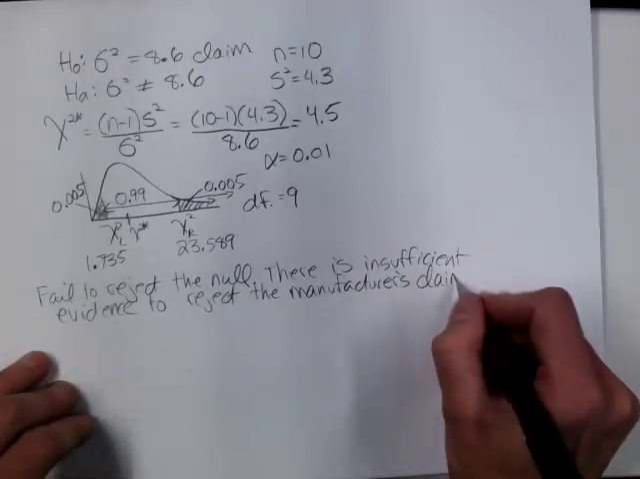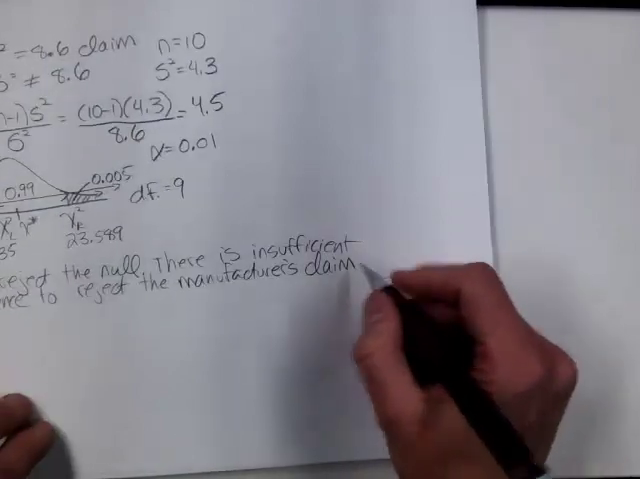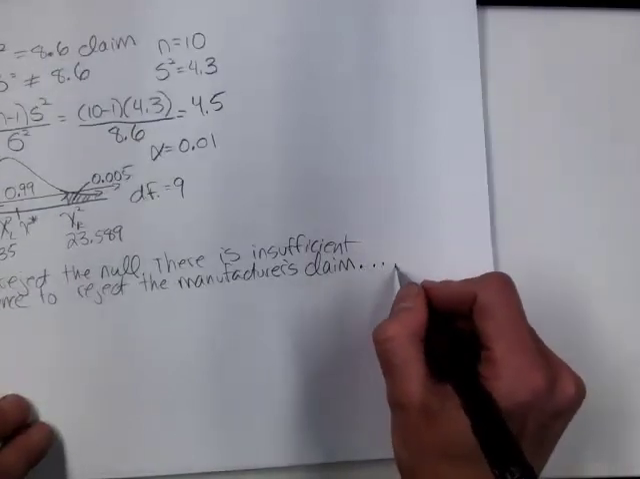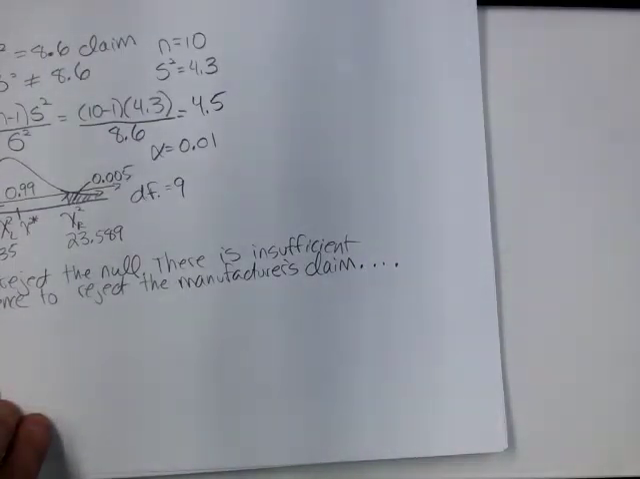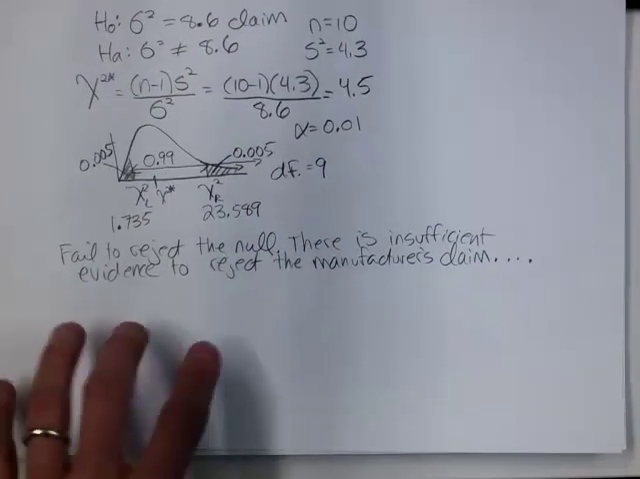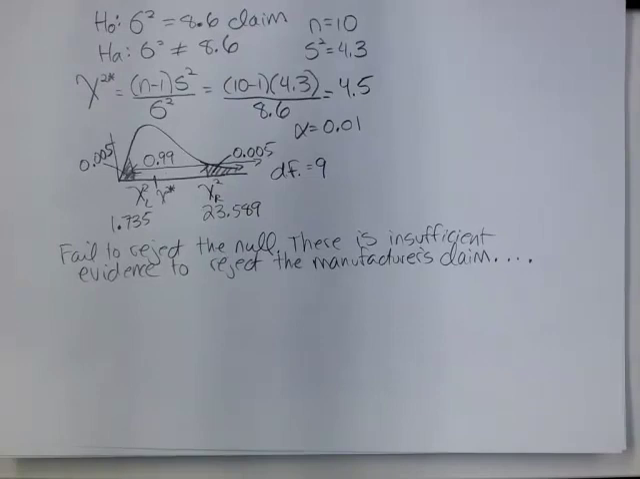Then you could write what the claim is. Manufacturer claims that the variance of the diameter of the tires, and so on. You want to restate it. I know the phrasing of the question sometimes is confusing. I feel your pain.